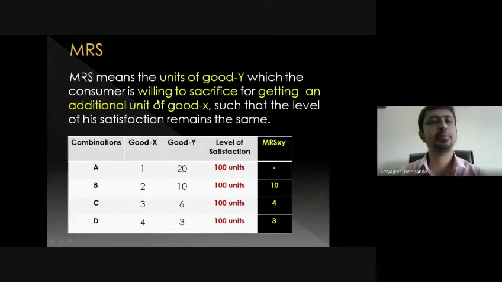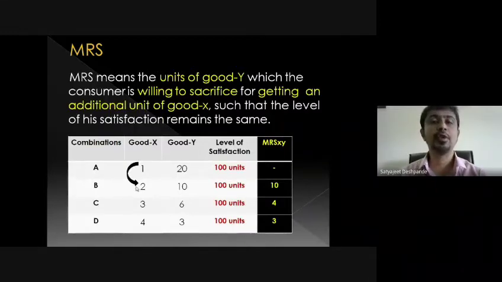So this is a very simple concept. We want to find out how many units of good Y the consumer is willing to sacrifice for getting one additional unit of good X. So we begin with the first combination, that is combination A. At this combination, the consumer is having 1 unit of good X plus 20 units of good Y. Now, when we move from combination A to combination B, the consumer is getting one additional unit of good X.